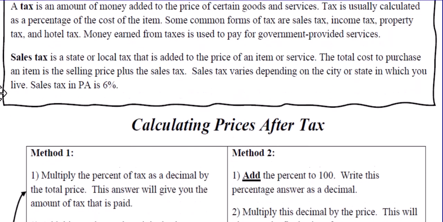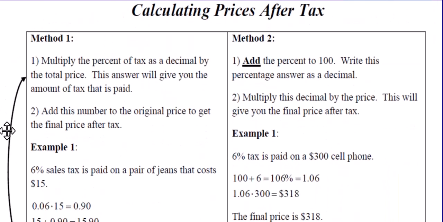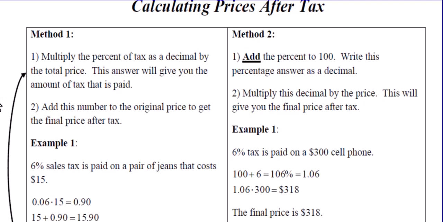Let's talk about how to calculate prices after tax. So there's two different methods we're going to talk about. The first method is to multiply the percent of tax as a decimal by the total price. Remember, to change a percent to a decimal, we move that decimal point to the left 2 places. The answer will give you the amount of tax that is paid. And then what you'll do is you'll add this number to the original price to get the final price after tax.